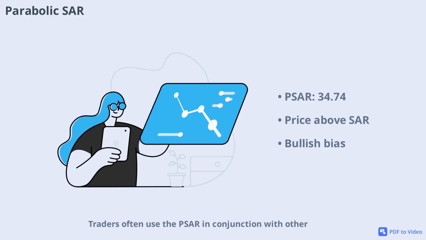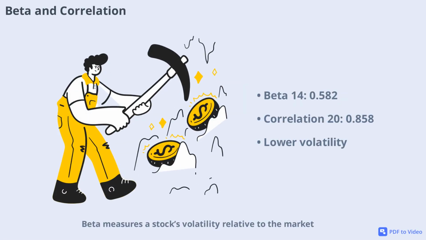Traders often use the PSAR in conjunction with other indicators to confirm trend direction and set stop-loss levels. Beta measures a stock's volatility relative to the market, while correlation shows how closely it moves with a benchmark. COWG's 14-day beta is 0.582, indicating lower volatility compared to the market. The 20-day correlation is 0.858, suggesting a strong positive relationship with the broader market.